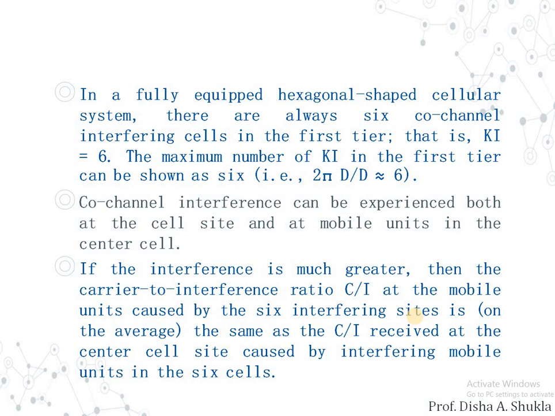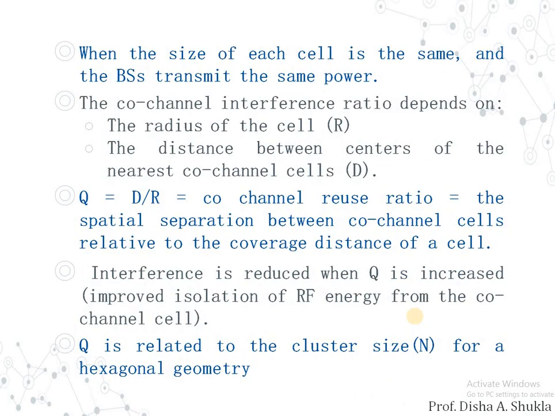We saw that the interference can be experienced at both the cell site and the mobile unit. But when the interference is much greater, then the C upon I ratio at the mobile unit and the C upon I ratio at the cell site would be the same. So when the size of each cell is the same and the BSS transmits the same power, the co-channel interference ratio is dependent on R and D, where R is the radius of a cell and D is the distance between the centers of the nearest co-channel cells.